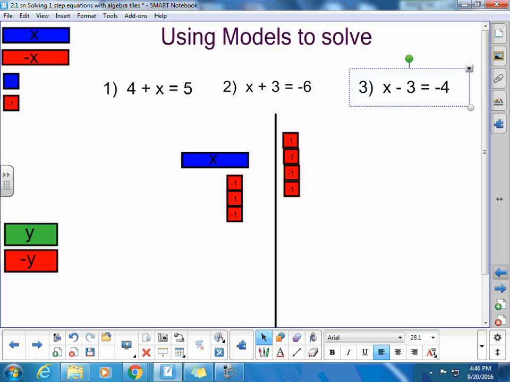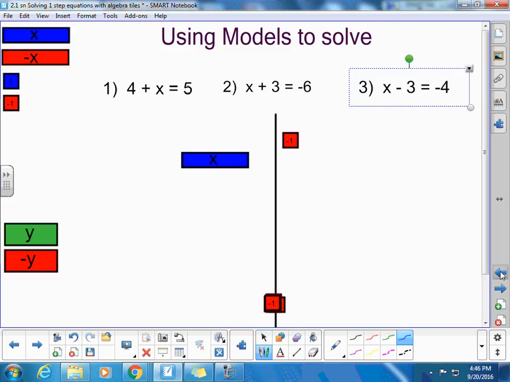Okay, do I have to make 0 pairs? We have to get x by itself. I don't think I need 0 pairs to do that though, because I have exactly the same size and shape and color on both sides of the equal sign. So if I take 1 from here, I take 1 from there. Take 1, take 1, take 1, take 1, and we're left with x equals negative 1.